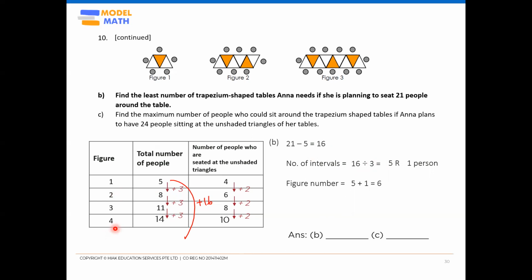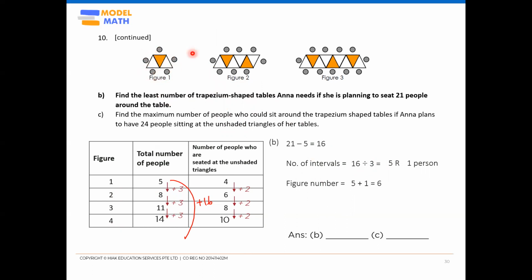All right. Now, the moment we figure out is figure number 6. If you look at the question, we are interested in the number of trapezium-shaped tables. So if you recall just now at the beginning of our discussion, I did highlight that the figure number is the same as the number of trapeziums.